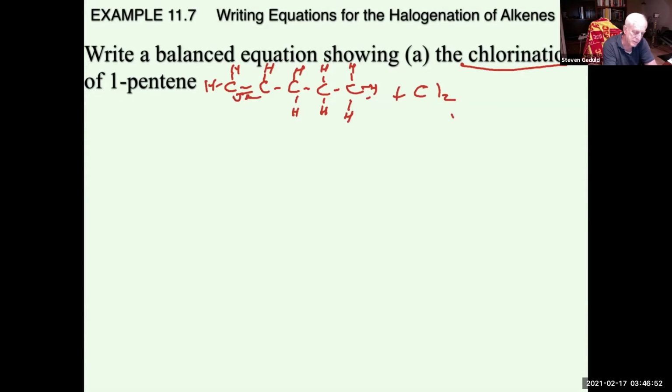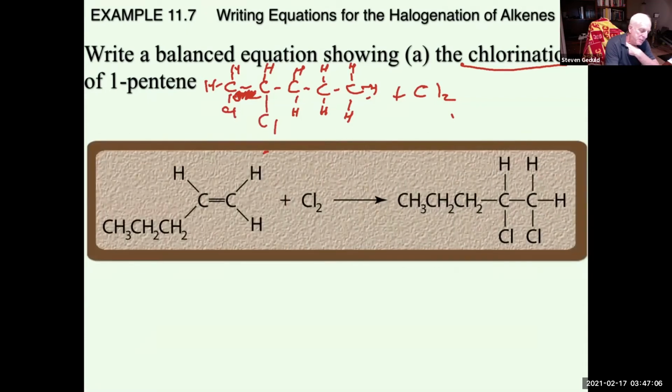So you get, let's take away this double bond and add a chlorine and a chlorine. And that's what you get as your product. Okay. So this is pentene, 1-pentene. There's your double bond. You add chlorine. The double bond used to be right there. At each carbon of the double bond, you have added a chlorine.